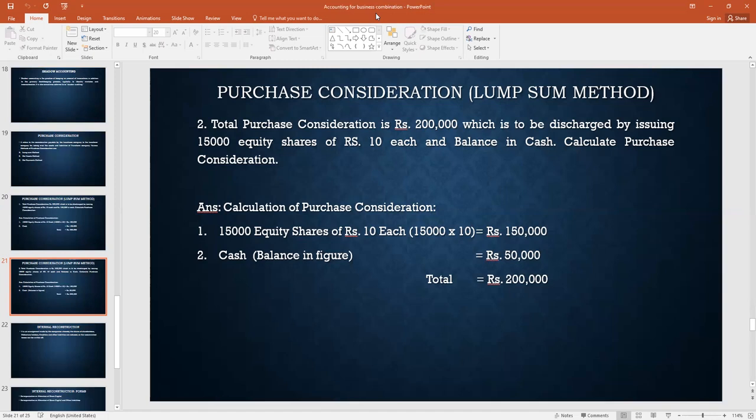Next class we will discuss the next method of the purchase consideration.